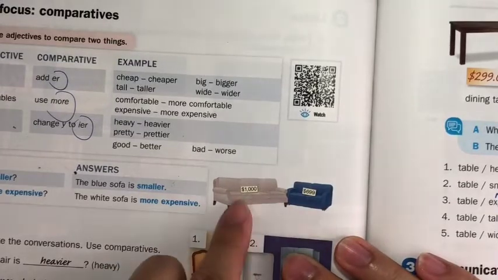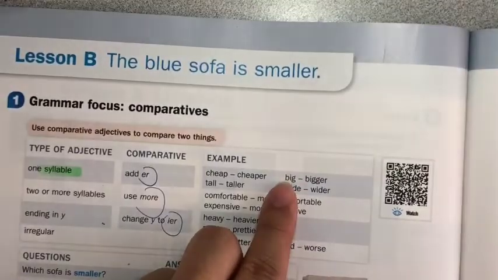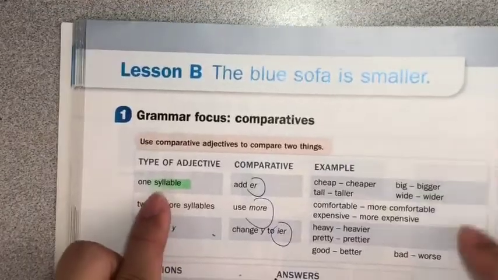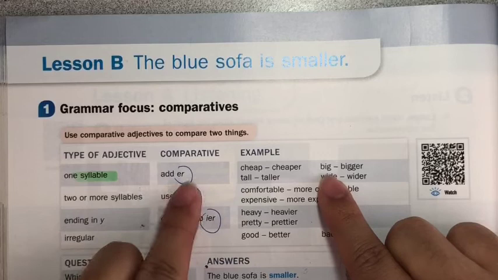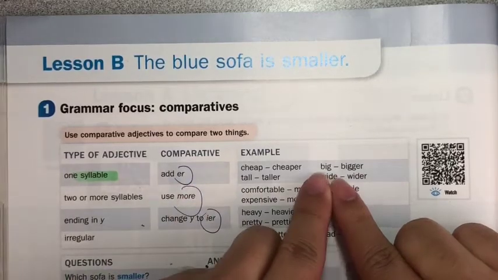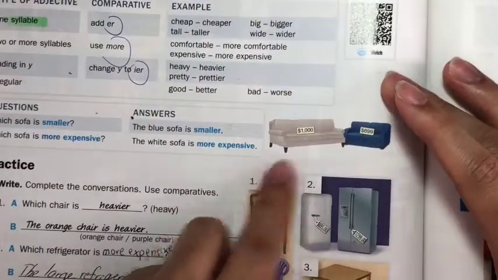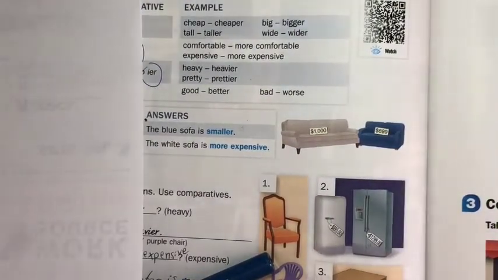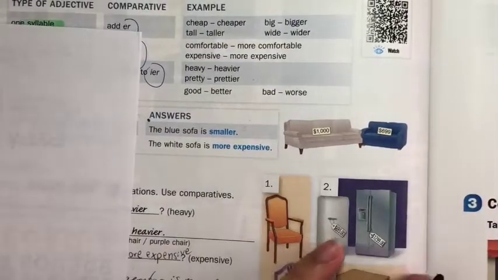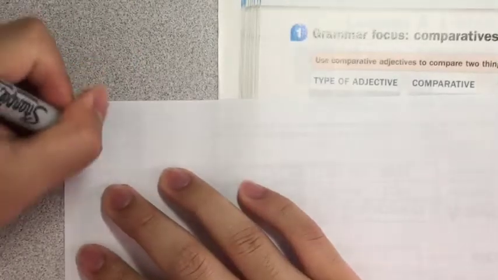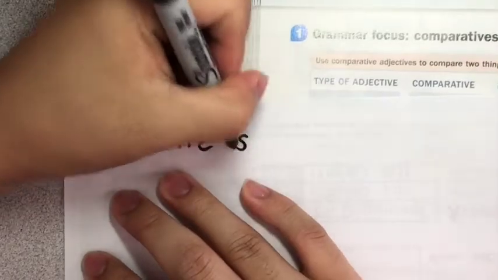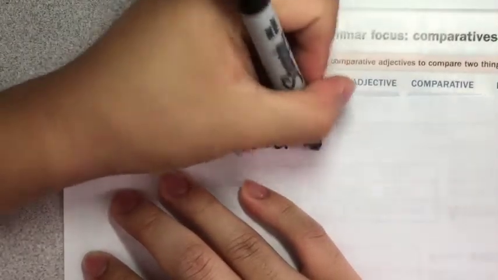Let's talk about size. Let's talk about big, okay? Big has one syllable, one sound in it. So big, we write ER at the end. So big becomes bigger. Which sofa is bigger? The white sofa is bigger.